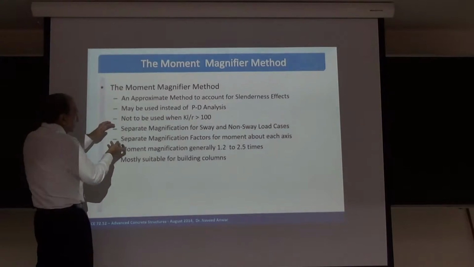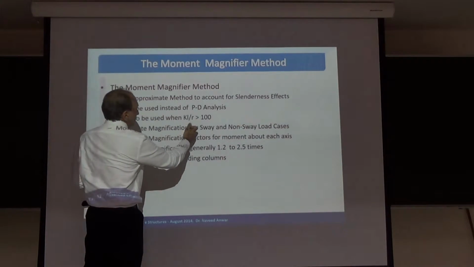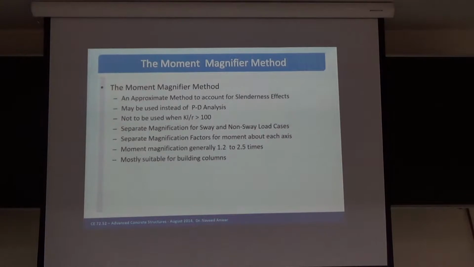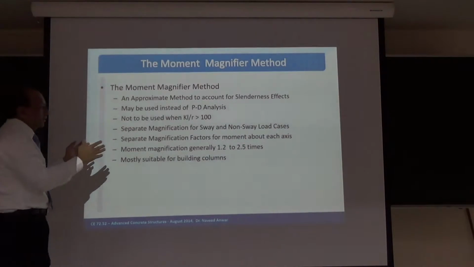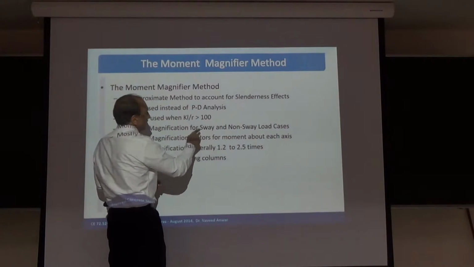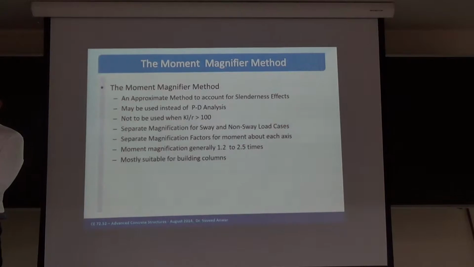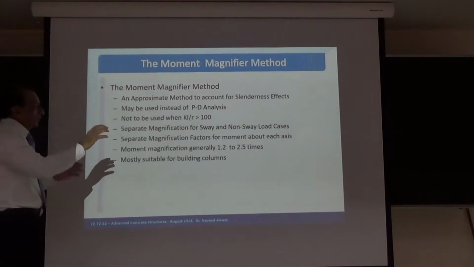Now this is very important: separate magnification for sway and non-sway cases. For non-sway cases, because the column cannot sway, K is between 0.5 and 1. In sway cases, K is between 1 and infinity. So they are totally different cases, and that's why the moment magnification is calculated separately. Normally we call it small delta and large delta effects. Small delta effects are the magnification within the column, and large delta is the sway portion. So these two are treated separately.